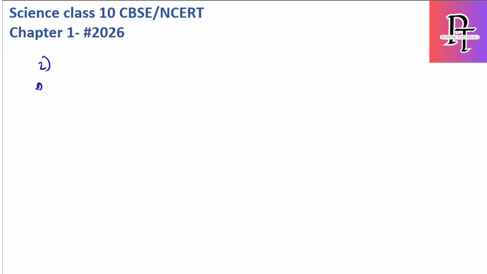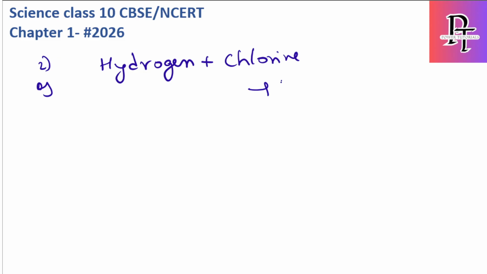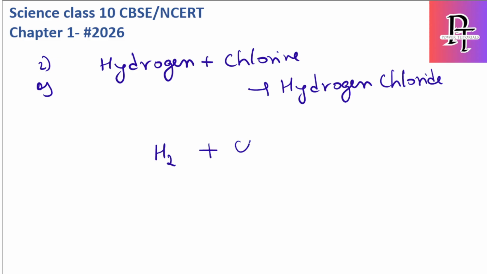So second answer: hydrogen plus chlorine giving rise to hydrogen chloride. Hydrogen is H2, it is a molecule. Chlorine is also a molecule, which is Cl2. Hydrogen chloride is HCl. So let's check whether the atoms on the left side and right side are the same. Hydrogen, I can say it is 2 here, chlorine is 2. What about hydrogen and chlorine on the right side? It is 1 and 1.